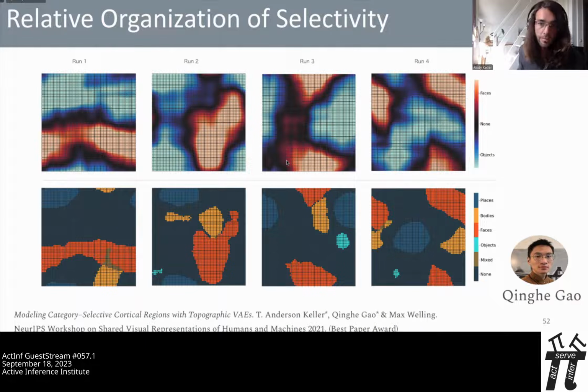So to be clear, I'm not suggesting that this is exactly how the brain works or how topographic organization emerges in the brain, but I do think that it tells us that the relative organization of selectivity may at least be partially attributable to correlation statistics in the data after being passed through a highly nonlinear feature extractor, such as a deep neural network.